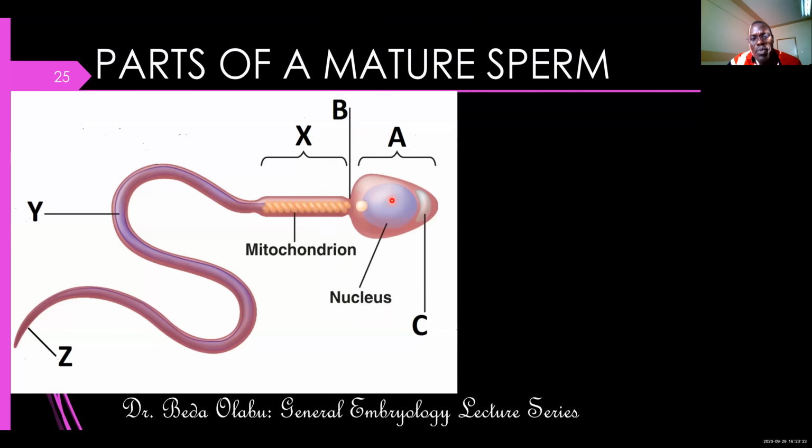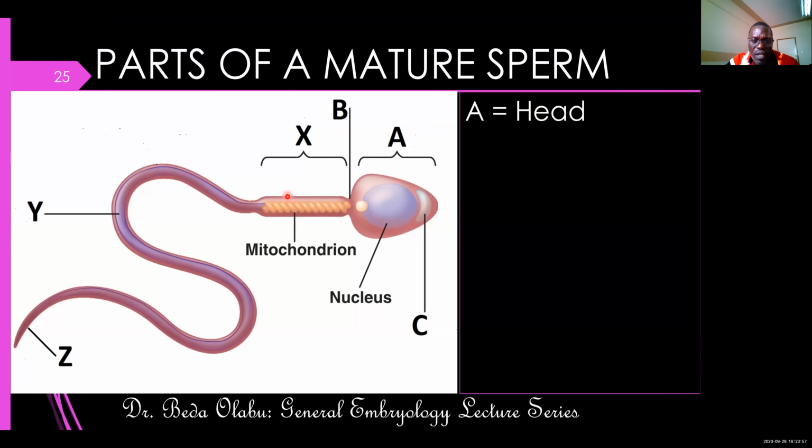These are the parts of a mature sperm. What we call A is the head of the sperm. Within the head, we have a nucleus and the acrosome. The acrosome forms during spermiogenesis.